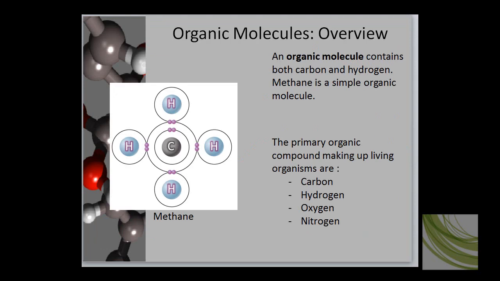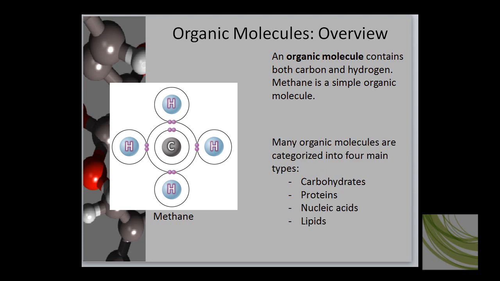Organic molecules. An organic molecule contains carbon, hydrogen. They have to have carbon to be an organic molecule. All right? Methane is a very common organic molecule. The primary organic atoms that make up organisms are carbon, hydrogen, oxygen, and nitrogen. You can use the acronym CHON to remember that. Those are the 4 that are the most important. All organic molecules will have carbon in them. Okay?